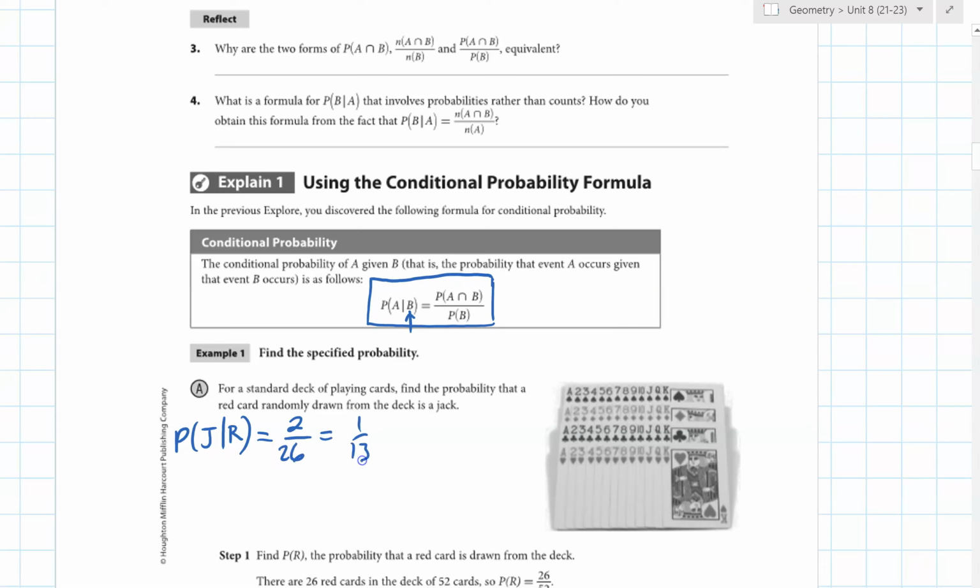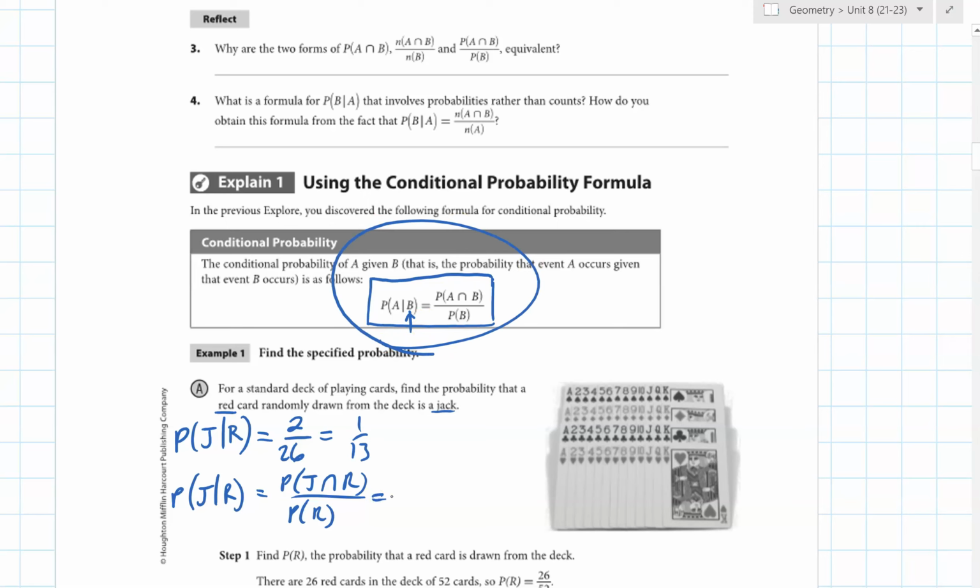So that is 1/13. I didn't use the formula at all. I just said, we know that it's red, so that narrows the deck down to 26 cards. The probability of getting a jack when we're looking at only the red cards is 1/13. So now here's how you would use the formula. The probability of getting a jack given that it's a red card is the probability of a jack and red divided by the probability of red. That's based on the formula up here.